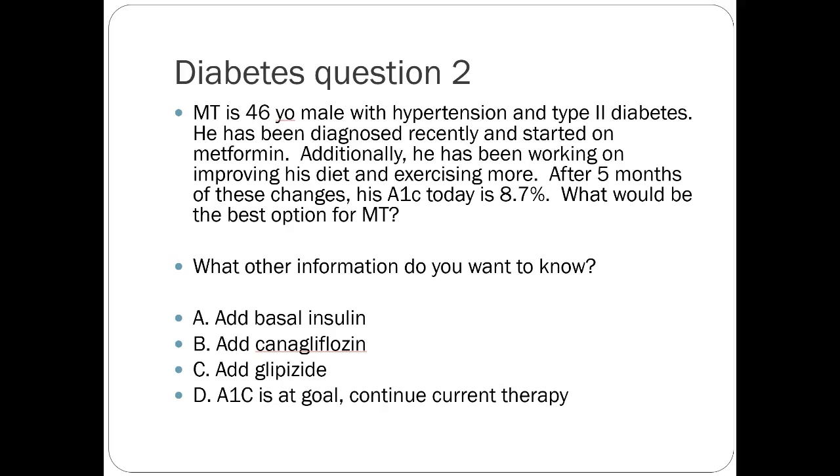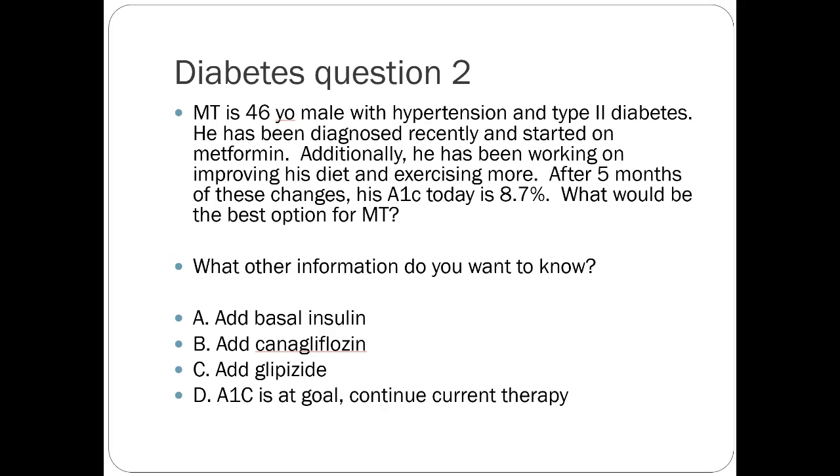Second question, we've got MT, a 46-year-old male. He's got hypertension and type 2 diabetes. He's been diagnosed recently and started on metformin. Additionally, he has been working on improving his diet and exercising more. After 5 months of these changes, his A1C is 8.7. What would be the best option today? If you want to pause, you've got 4 choices here.